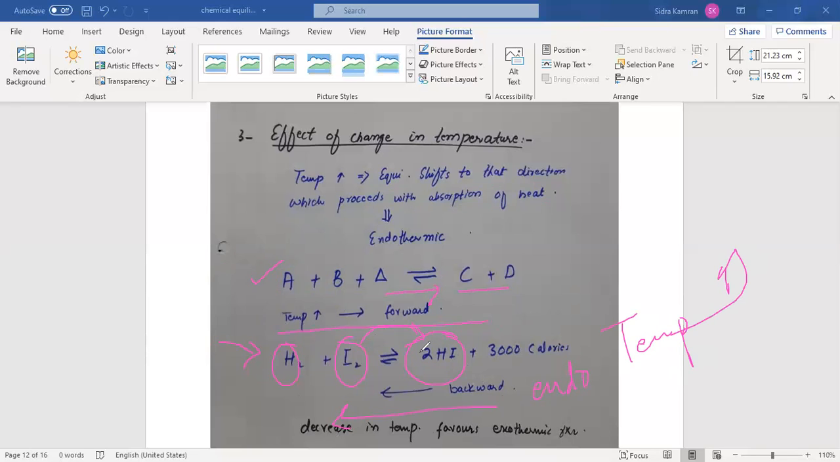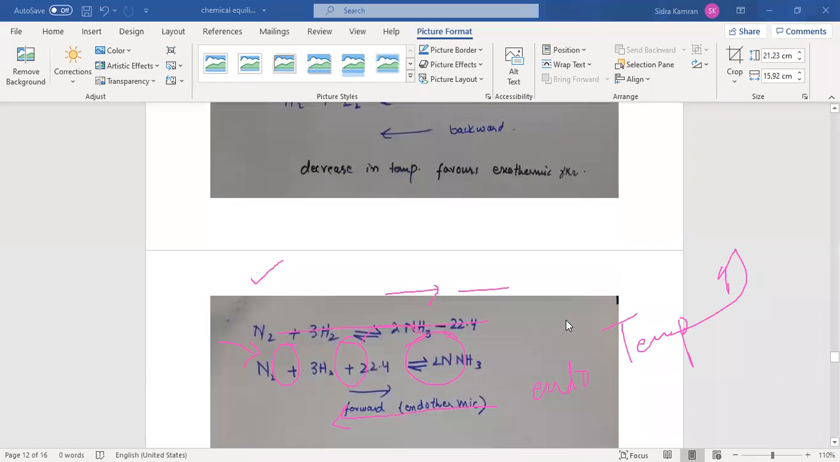So endothermic reactions are those in which you have to provide the energy, provide the temperature to proceed with the reaction. And in exothermic reactions, you don't need to provide the energy or the temperature, because in those reactions energy is released from the reaction.